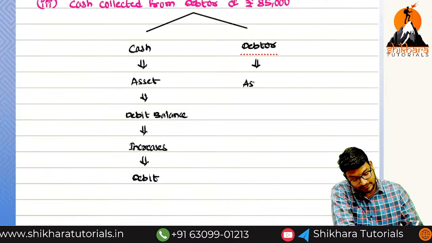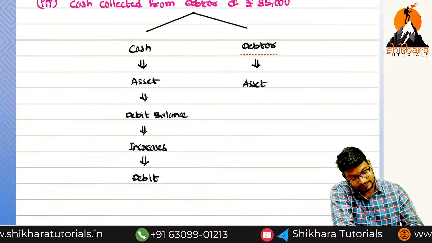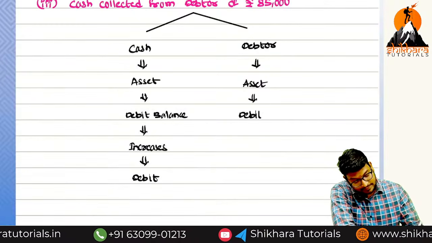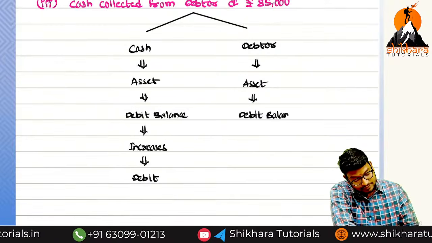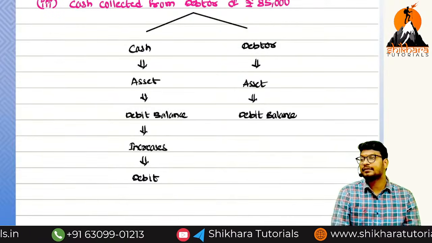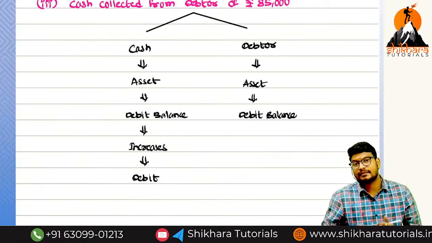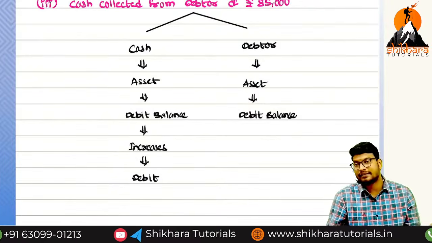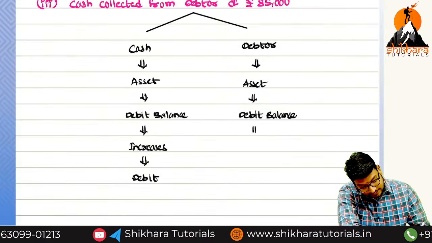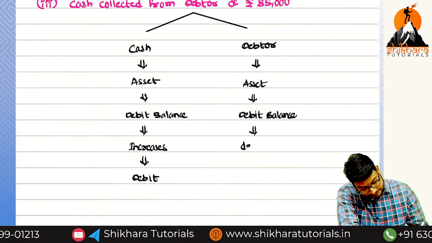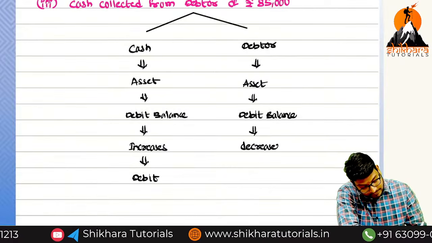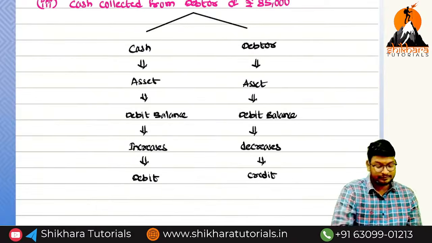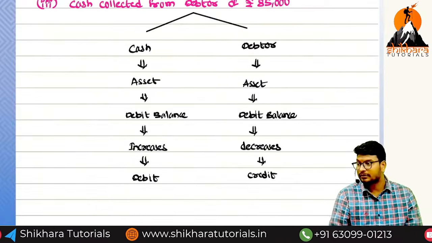Next, see the debtor point of view. Debtor is also asset or liability? Asset. Again it is which balance? Debit balance. Now here in this situation, debtor value increases or decreases? At the time of credit sales, debtor value will increase. At the time of repayment made by the debtor, debtor value will decrease. So decreases means what we need to do? Credit. What is the entry? Cash account debited to debtor account.